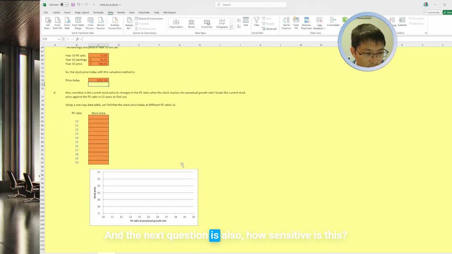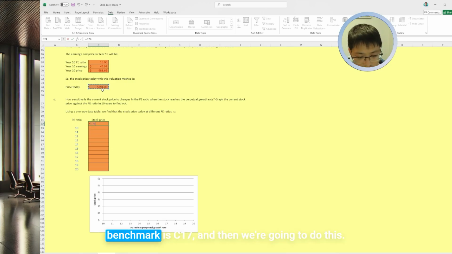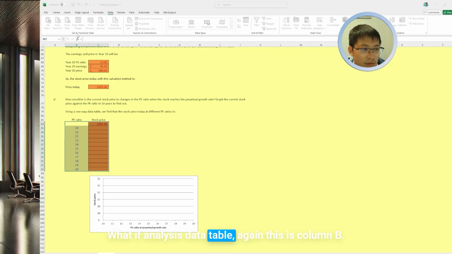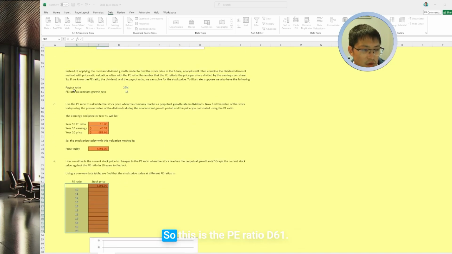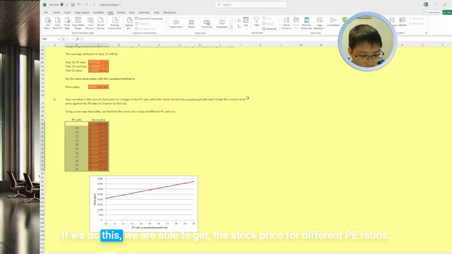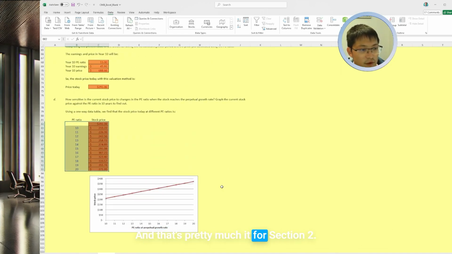And the next question is also how sensitive is this? So we're using the data table. The benchmark is C17, and then we go to What-If Analysis, Data Table. Again, this is the column input, but the number that we're changing is this P/E ratio. So this is ratio B61. Then we're able to get the stock price for different ratios. And that's pretty much it for section 2.